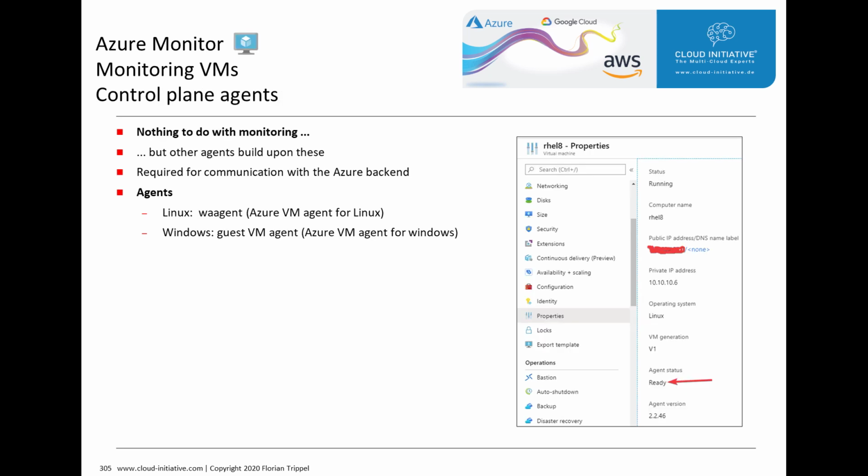Next one are the control plane level agents. These come pre-installed on Azure Marketplace images and are responsible for the communication with the Azure backend. Again, just some name dropping because the exam might ask about it. On Linux, this control plane level agent is called WA agent, and on Windows, it doesn't have a particular memorable name that I can think of, so let's just call it a guest VM agent. On the right side, you see a screenshot that shows you the WA agent from the VM blade, like agent status and version number. And of course, I'm going to show you this in a bit more detail in the hands-on lesson.